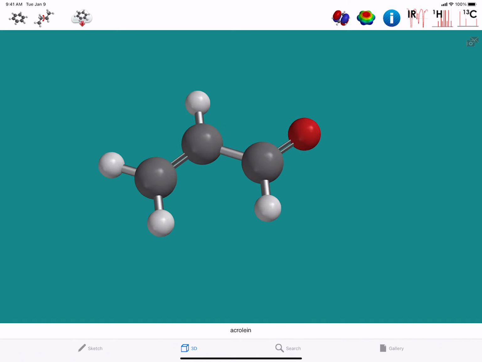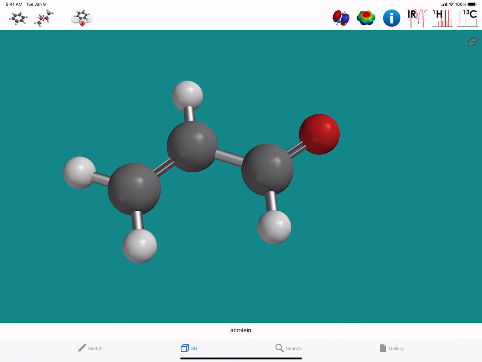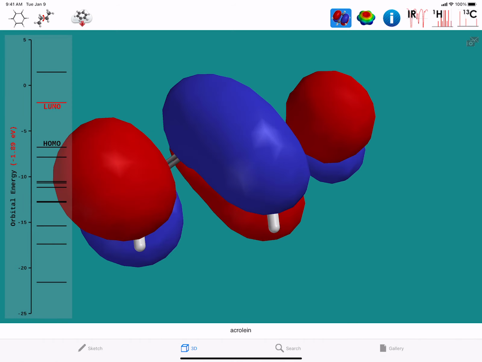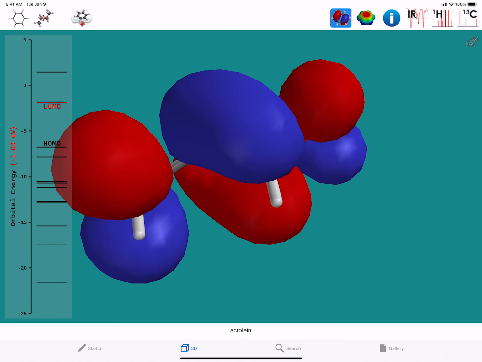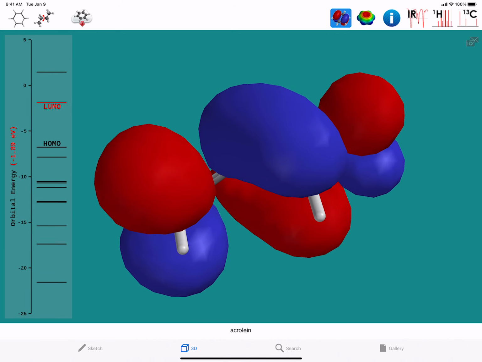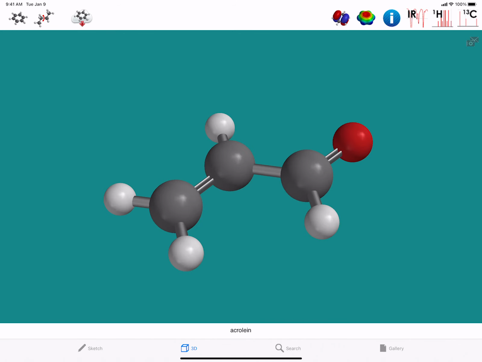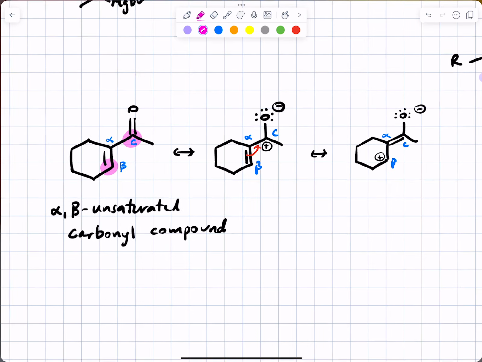I don't have a pointer in Spartan. So you see the red oxygen, the carbonyl carbon, the alpha carbon, and the beta carbon. And the LUMO actually spans all of those, which means that a nucleophile could attack the LUMO at the beta carbon or at the carbonyl carbon. You don't need to worry too much about what this LUMO looks like, but that's the MO theory explanation.